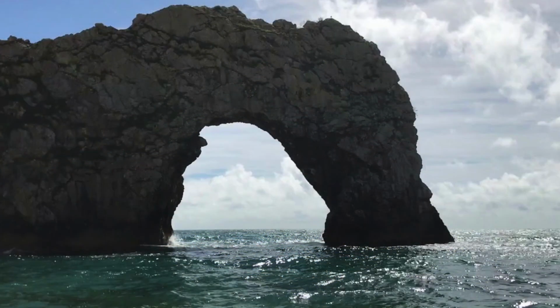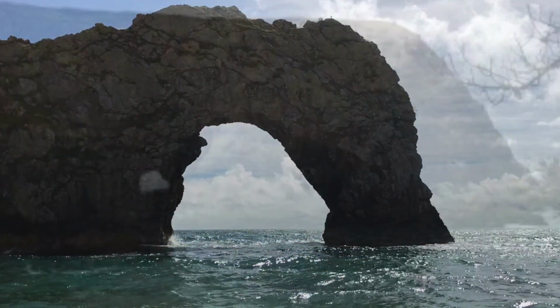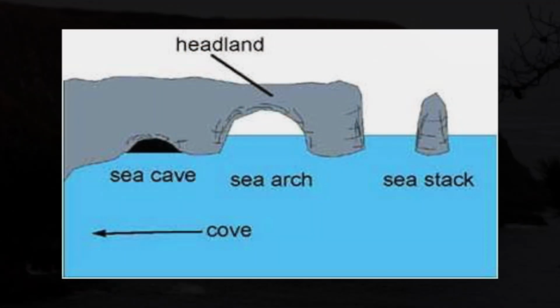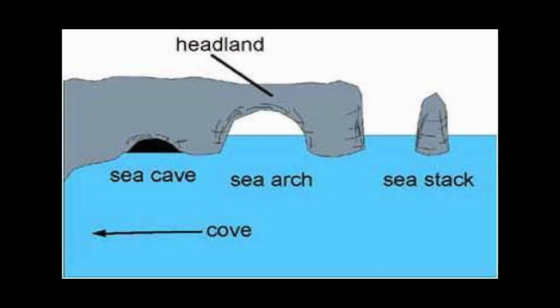Sea caves are also associated with headlands. A headland protruding into the sea becomes the center of wave attack on two sides of the headland.